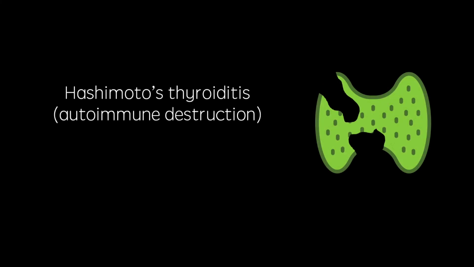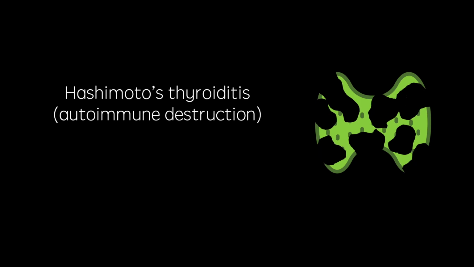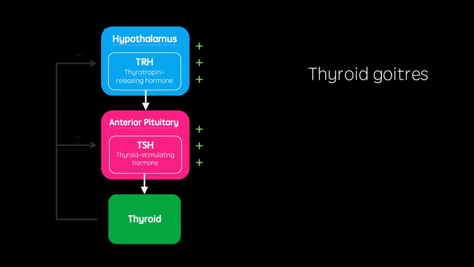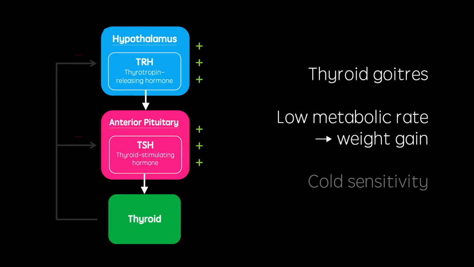Hypothyroidism, or underactive thyroid, can be caused either by the autoimmune destruction of the thyroid gland, also known as Hashimoto's thyroiditis, or more often in less developed countries by a low iodide diet, preventing the synthesis of thyroid hormones. A deficiency in thyroid hormone removes the negative feedback loop for its secretion, resulting in high levels of TRH and TSH, both of which cause thyroid goiters, weight gain, and cold sensitivity.